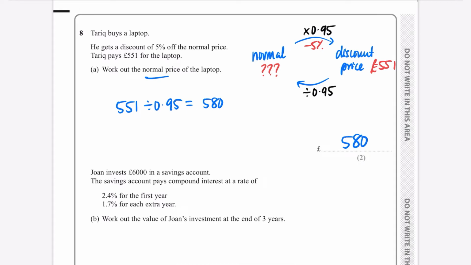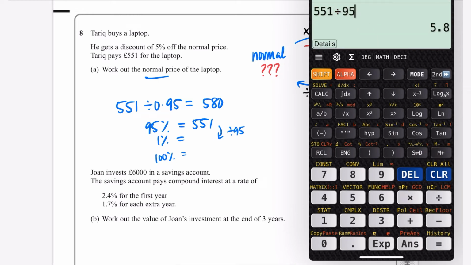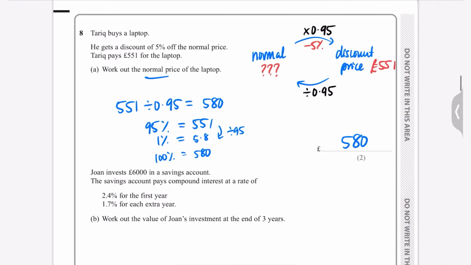Now I'm just going to very quickly show you another way that people like to do this. Sometimes people say, oh well, it's 95%, it's been reduced by that amount, so I'll say 551. They'll find out 1% by dividing it by 95, and then they'll times that by 100. I'll show you it's going to give you the same thing. If you do 551 divided by 95 and then times it by 100, you do end up with the same thing of £580. You just need to decide what method works best for you. This topic, if you want to look at it in more detail, is called reverse percentages. It's where you're going backwards with percentages.